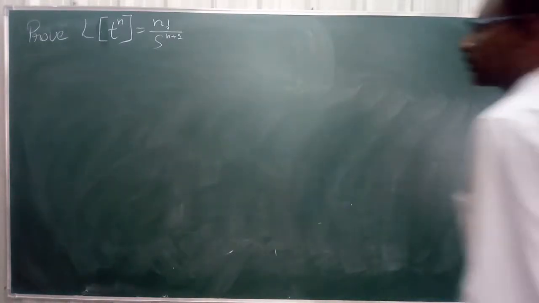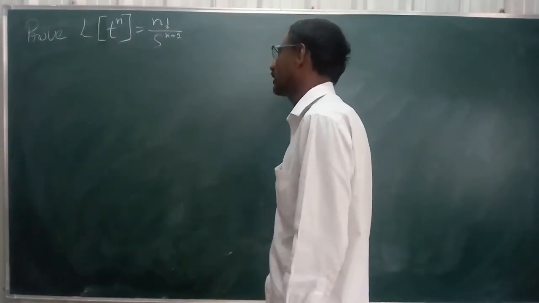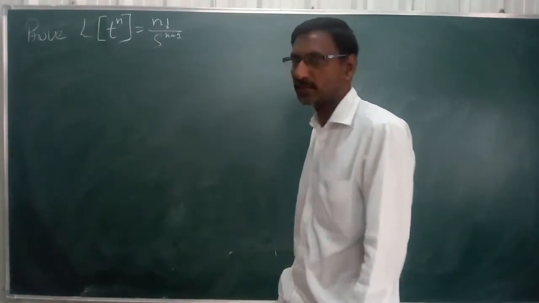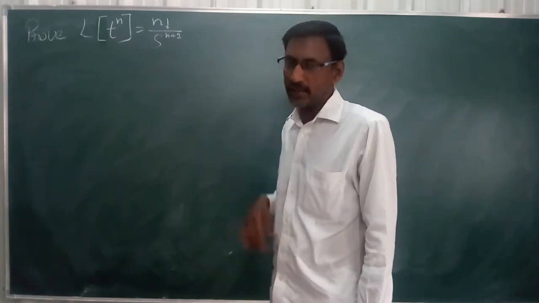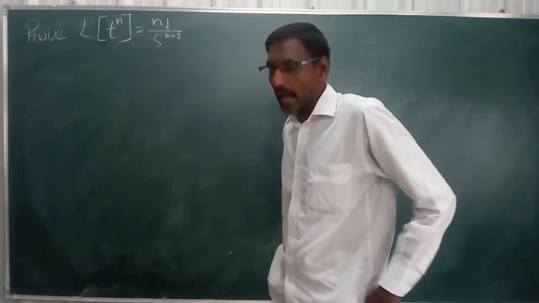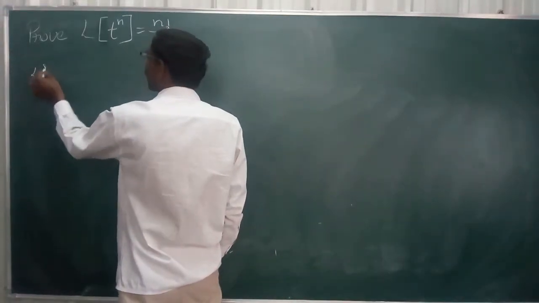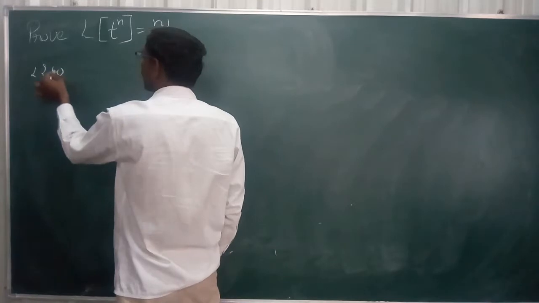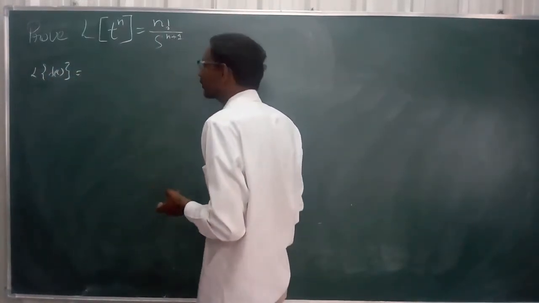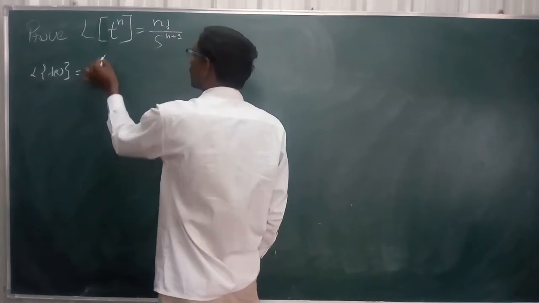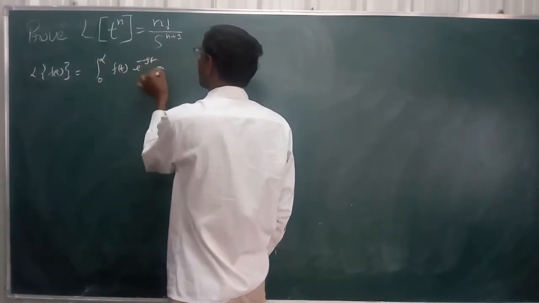So L of t^n is equal to n factorial by s^(n+1). This is the Laplace transform. We have a definition for the Laplace transform. That is, L of f(t) is defined by the Laplace transform as the integration from 0 to infinity of f(t) times e^(-st) dt.